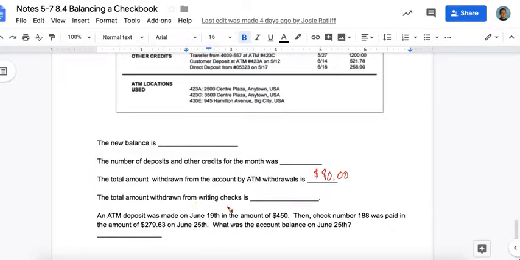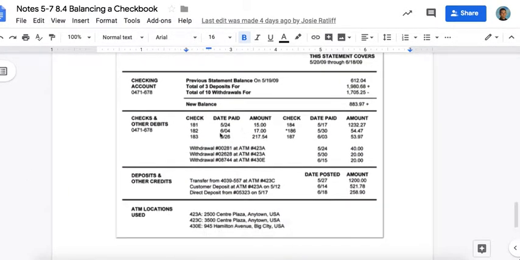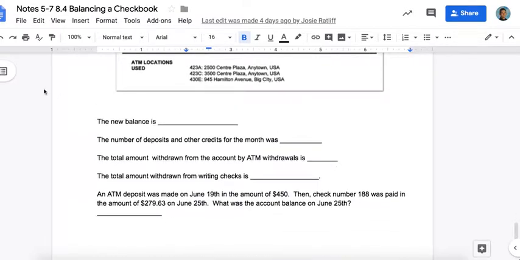Now the total amount withdrawn from writing checks, we have to look at that section again and find the checks. So we're going to go back up to that section. And we noticed we wrote 6 checks, so we would have to add 15 plus 17 plus 217.54 plus $1,232.27 plus $54.47 plus $53.97. And when we add all that money up, we get $1,540.25.